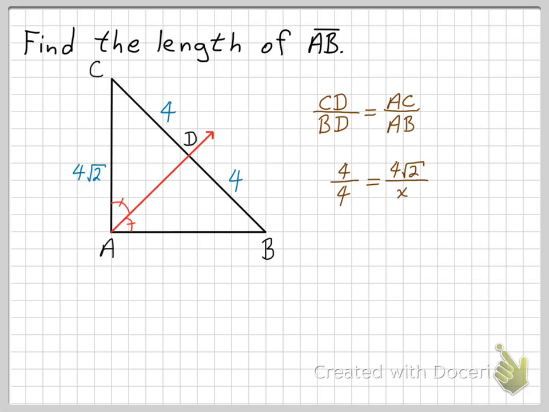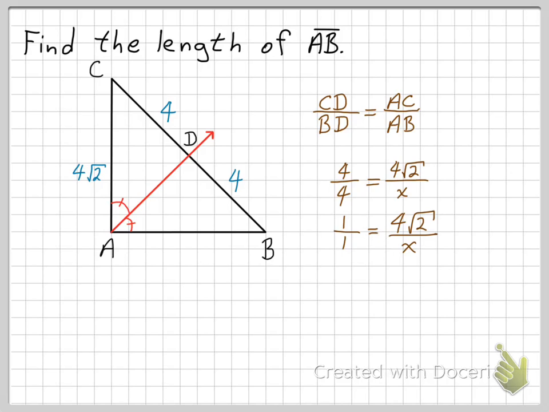So we have 4 divided by 4 is equal to 4 root 2 over x. And you know what? We could cross multiply at this point, but I'm noticing that 4 over 4 is actually the same as 1 over 1, right? You just divide both the numerator and denominator by 4, and you get 1 over 1. So I'm going to write 1 over 1 is equal to 4 root 2 over x. And now we can cross multiply if we want to.